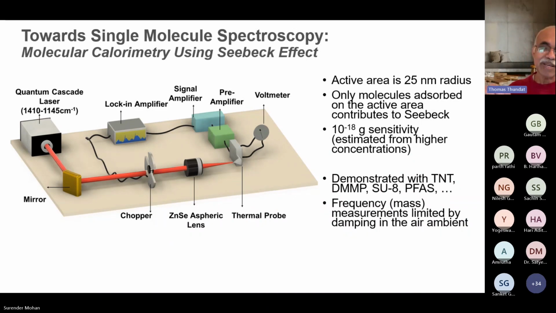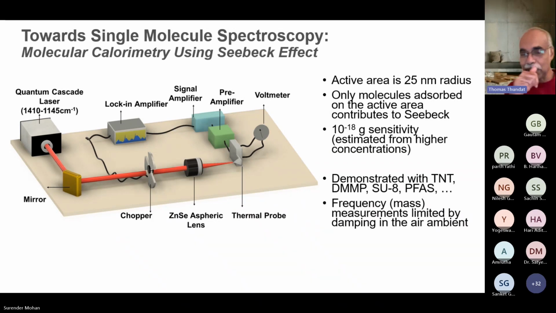But remember that for Seebeck, the signal comes only from the tip of the cantilever. So the entire mass doesn't matter. When you pick up the material only at the tip, then measuring 10 to the power minus 18 gram using resonance frequency is extremely hard. It's very difficult to do at this time using this type of cantilever because they don't have high frequency. So generally we don't measure frequency. I mean, you use it, but we don't worry too much about it.